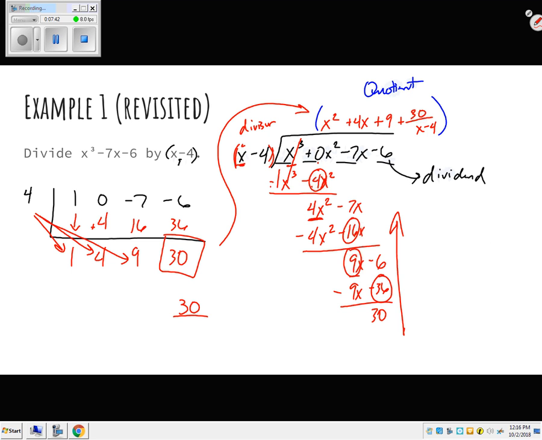So I always throw my remainder over my divisor. And I've got my constant term in front of that. I have my x term in front of that. And I have my x squared term in front of my x term. So this is my final answer. Much quicker than long division, not nearly as much writing going on.